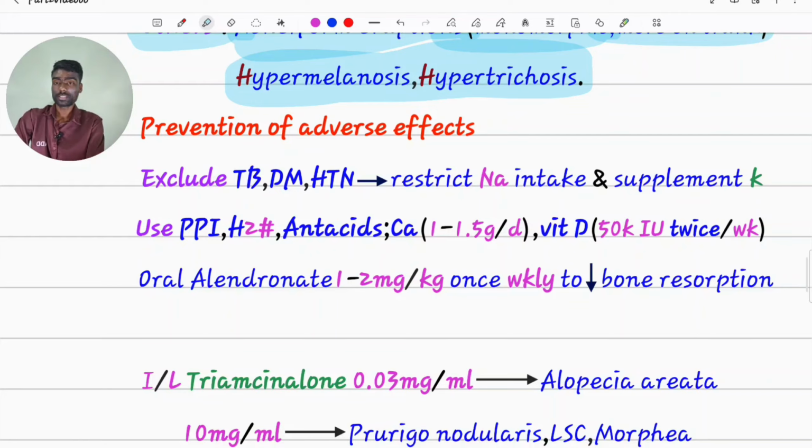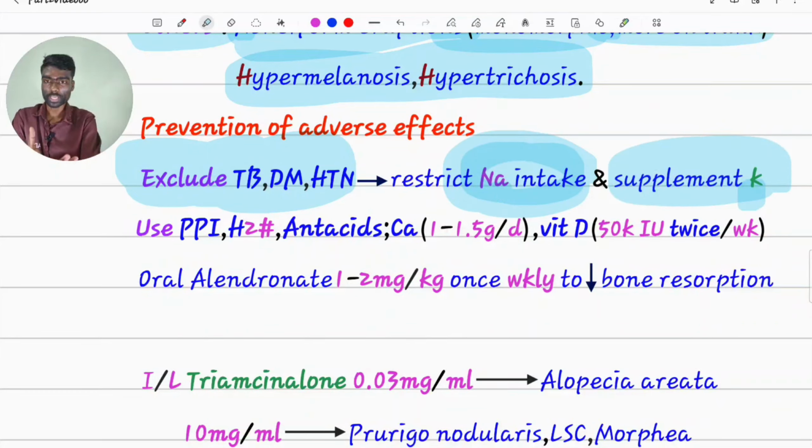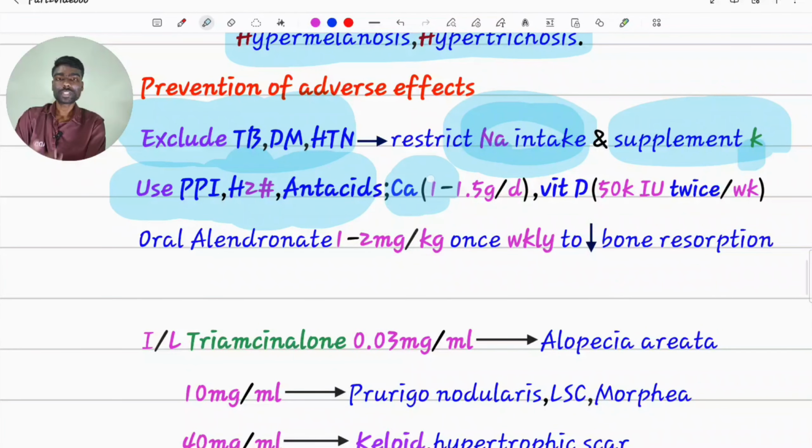How to prevent all these adverse effects? What we can do? We have to first exclude whether the patient has TB, diabetes, hypertension. We should restrict sodium intake, as steroids already storing the sodium inside the body only. So we have to restrict sodium, and we have to supplement potassium. Use proton pump inhibitors, H2 blockers, antacids to save patient from peptic ulcers. Supplements of calcium 1 to 1.5 grams per day, vitamin D 50,000 international units twice a week.